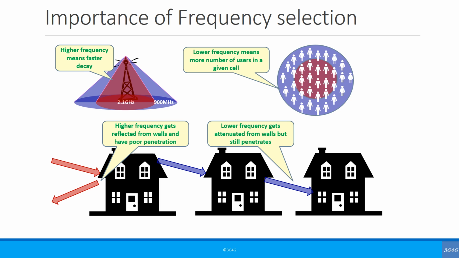Higher frequency gets reflected from walls and has poor penetration, whereas lower frequency gets attenuated but still penetrates. That's why, some of you may remember, the original GSM frequency was GSM 900 megahertz. It performed much better than the other frequency, which was 1800 megahertz, right? Because 1800 decayed much faster, and it had poor penetration capability.